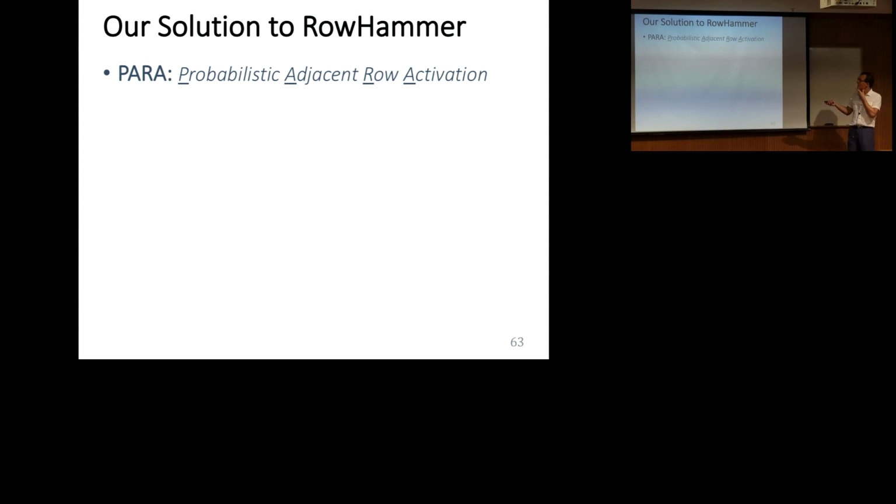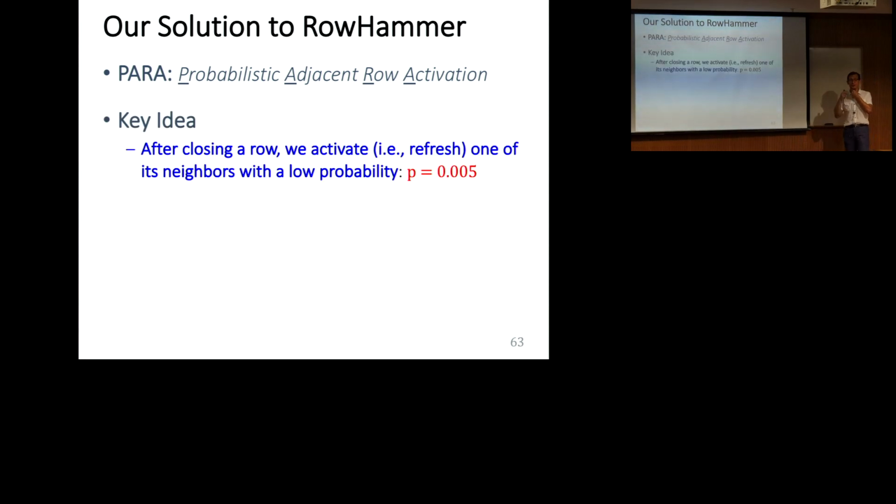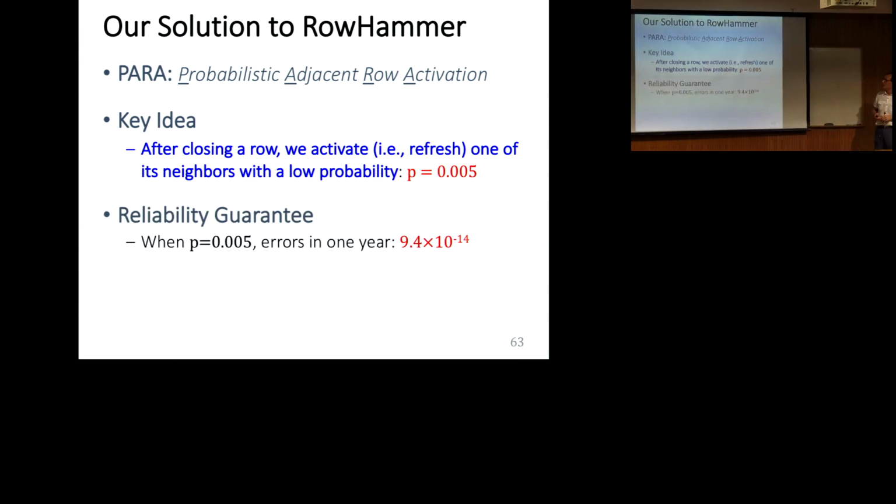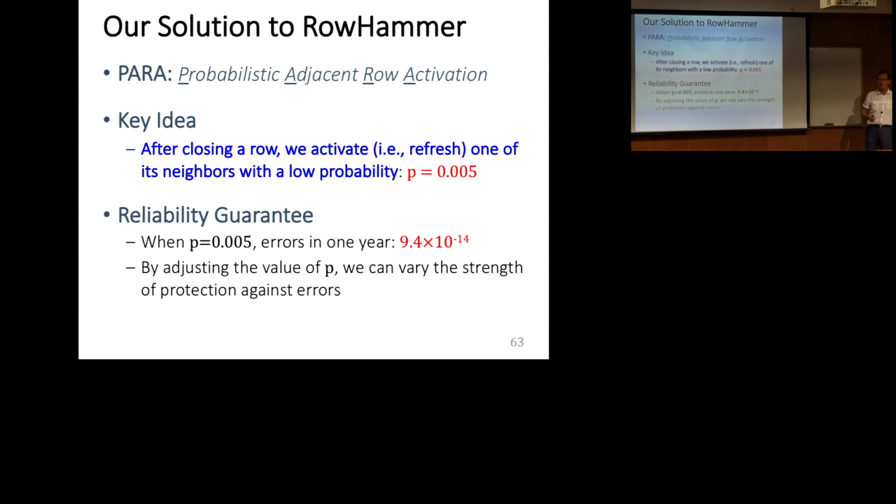This was probabilistic. Basically, the idea is very simple. After you close a row, when you do a pre-charge, activate one or both of the neighbors with very low probability. Let's say 5 out of 1,000 times. It doesn't need to be even random. And this gives you a reliability guarantee that's better than hard disks today, if you choose P like this. And if you're not comfortable, you can increase the value of P. If you're comfortable, you can reduce the value of P.